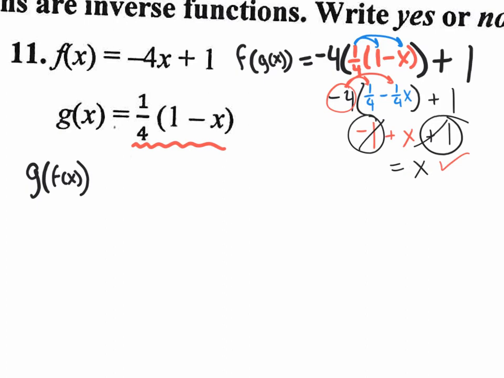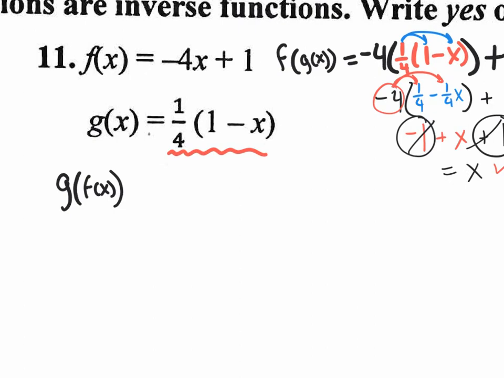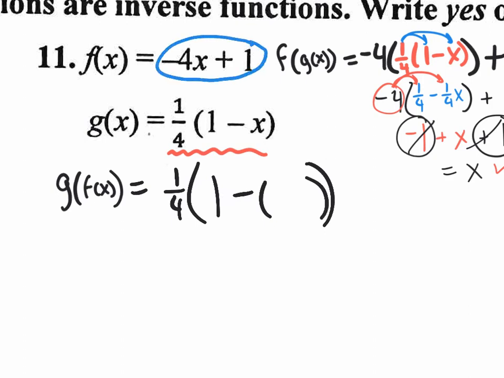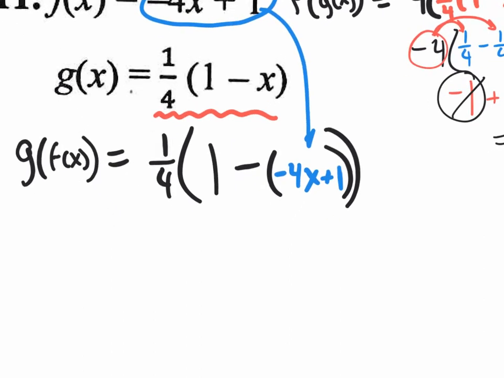If it gave you x right here and over here it gives you like 2x, then they are not inverse functions. So let's do the other way around. Plug in your f into your g. Plug in your f into that g, which is in the parentheses where the x is at. So let me rewrite this whole thing. The g of x function is really 1/4 parenthesis 1 minus, and instead of x, I put some parentheses right there. And what am I going to plug in there? I'm going to plug in the binomial negative 4x plus 1 right in there into the parentheses. Negative 4x plus 1.